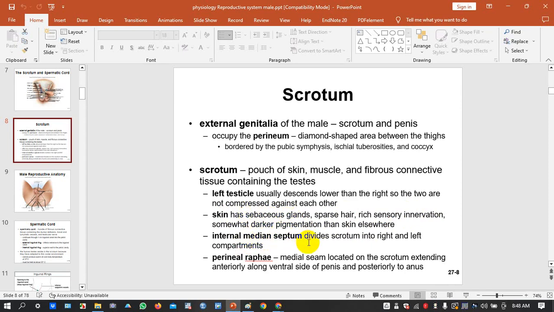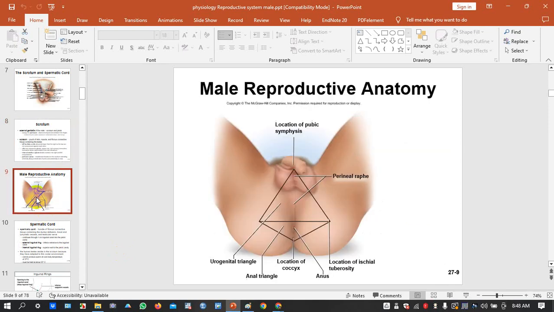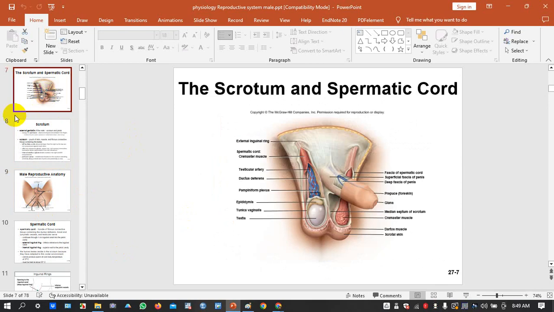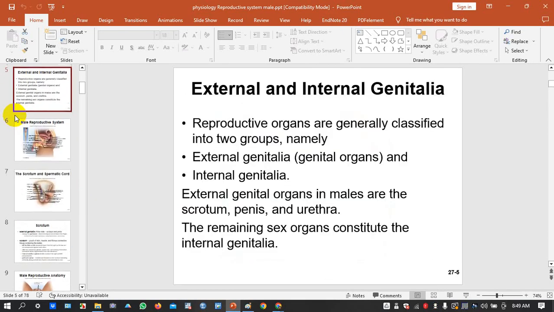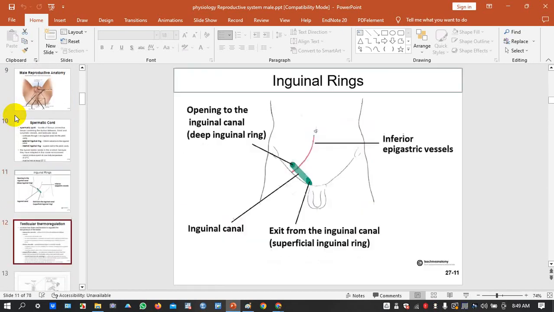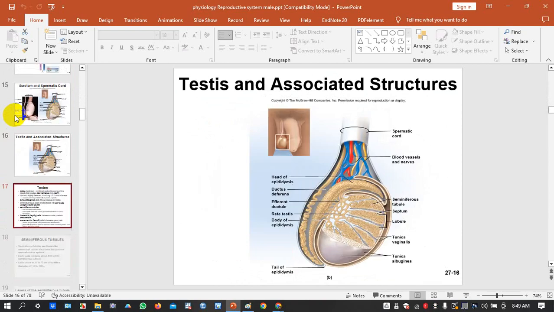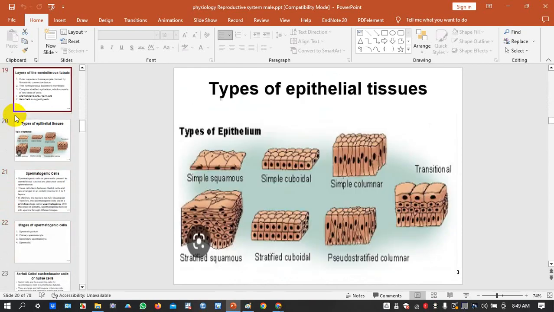Internal medial septum divides the scrotum into right and left compartments. So we can see the internal medial septum. This is the septum. Also, it's part of the perineal raphe. So the internal medial septum is here.